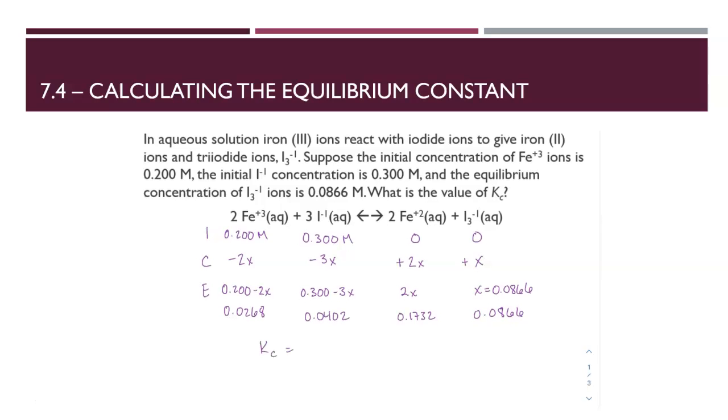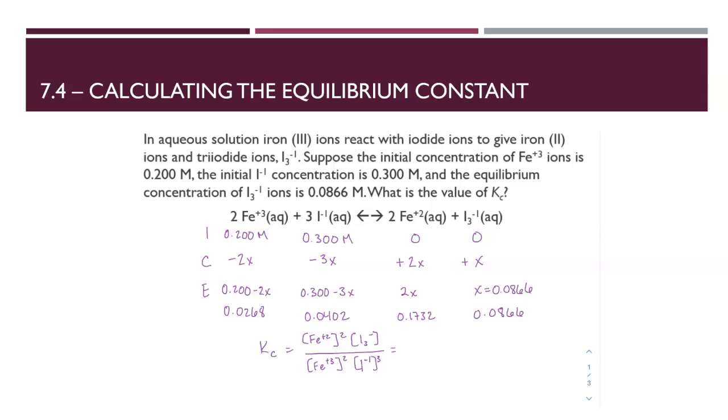So Kc equals, we're going to do our products. So concentration of iron 2 squared, because it has a 2 coefficient, times our concentration of triiodide ion, divided by our concentration of iron 3 ion squared, multiplied by our iodide ion concentration cubed. That one gets cubed. Now these are the concentrations at equilibrium, which we found out from our ICE table.